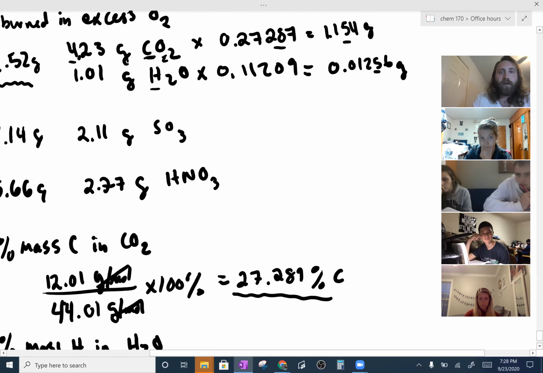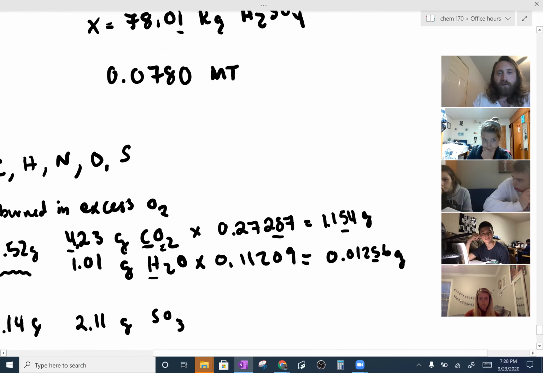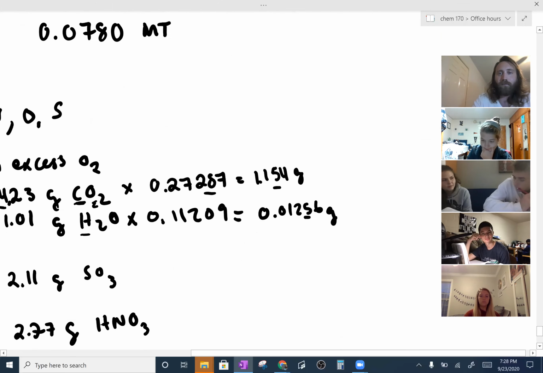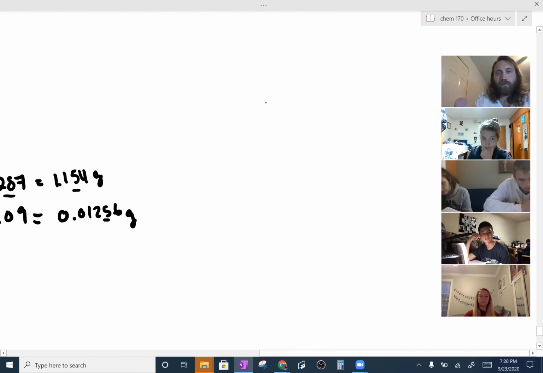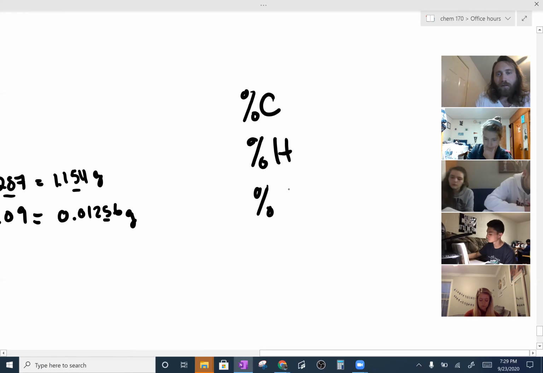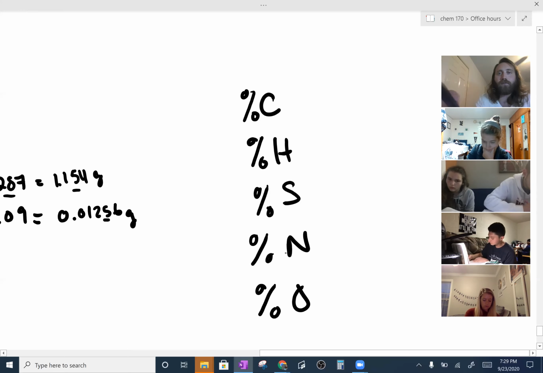Okay, so I'm going to write all of this. Let's write it over here somewhere. So carbon percent, hydrogen percent, sulfur percent, nitrogen percent, and oxygen percent.